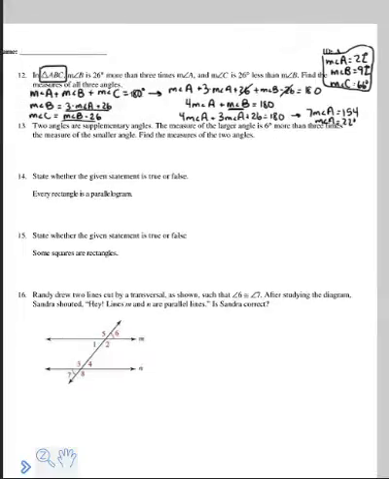Okay, 2 angles are supplementary angles, so the measure of angle A plus the measure of angle B. Supplementary means that their sum is 180 degrees. The measure of the larger angle is 6 more than 3 times the measure of the smaller. Now, it doesn't specify which one's larger or smaller. I chose to use A and B, so I can choose that A is going to be the larger one. It doesn't really matter.